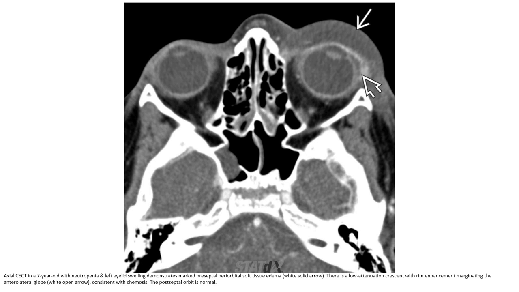Demonstrates periorbital soft tissue swelling. There is low attenuation, a crescent with rim enhancement, marginating the anterolateral globe, consistent with chemosis. The post-septal orbit is normal.